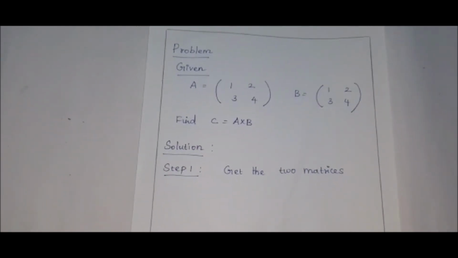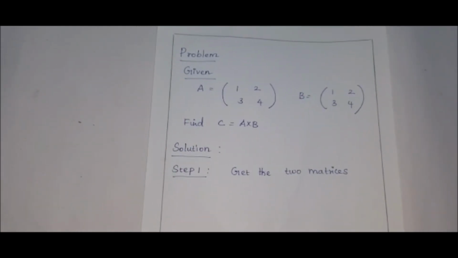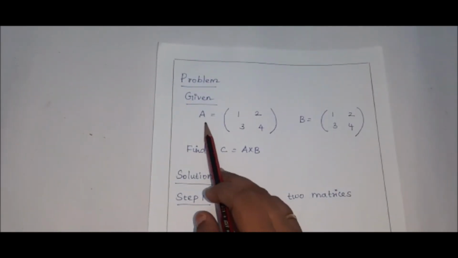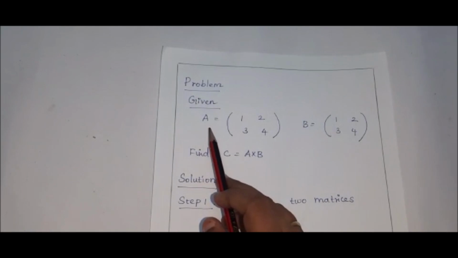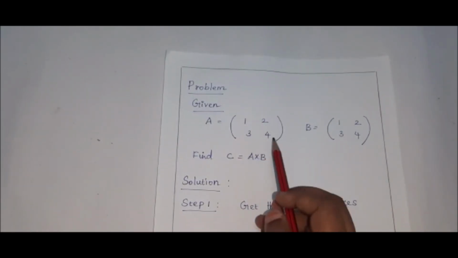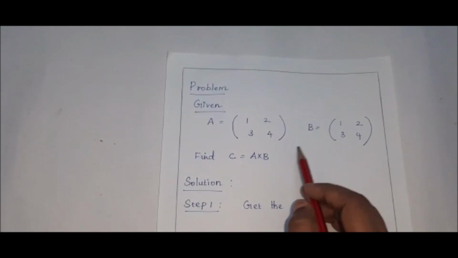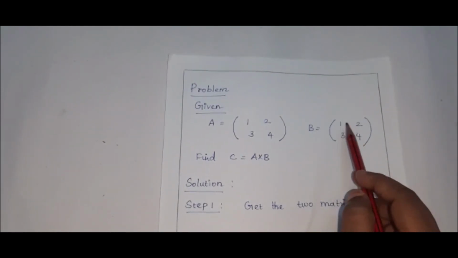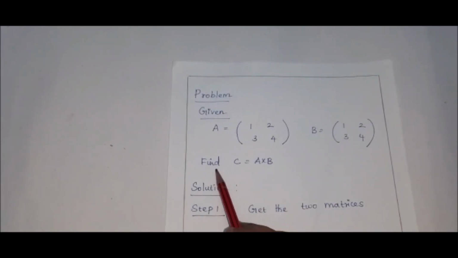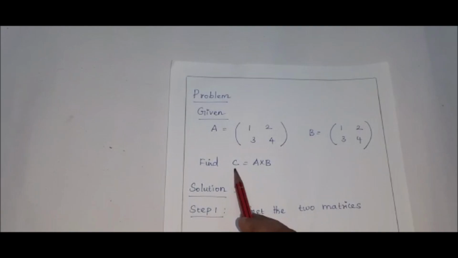Now we are going to discuss how to solve the matrix multiplication problem. So this is the given problem. The two given matrices are A and B. For A, the values are 1, 2, 3, 4 and the size is 2 cross 2. And for B, the values are 1, 2, 3, 4 and the size is 2 cross 2. We need to find the resultant matrix C.